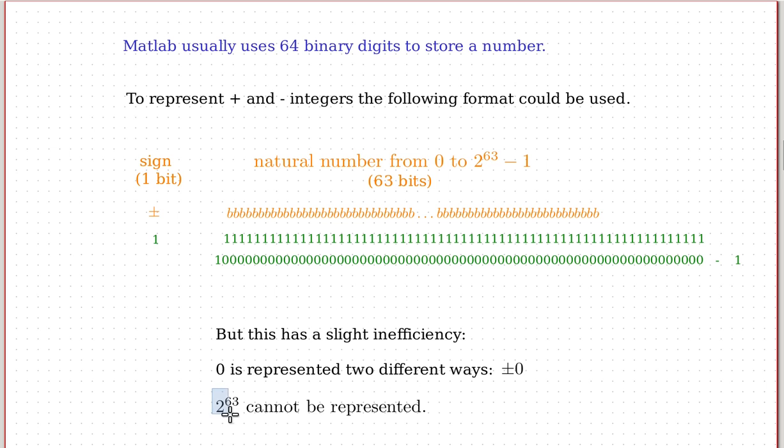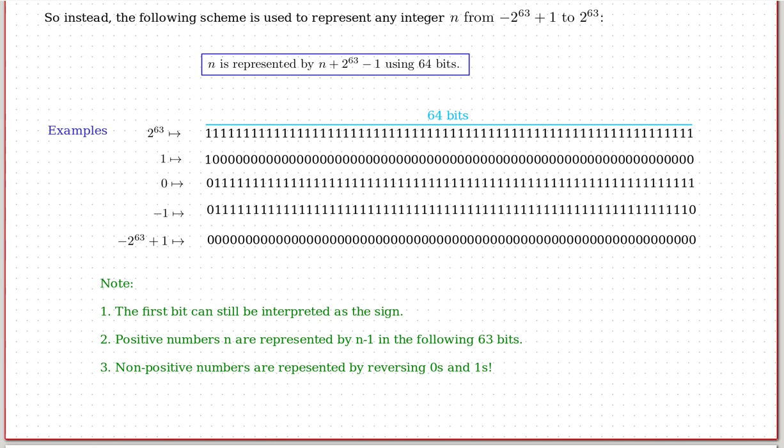Also, you cannot actually represent the number 2 to the 63rd. The highest you can go up to is 2 to the 63rd minus 1. So, what's actually usually used is a slightly different scheme that allows you to both express 2 to the 63rd, and it doesn't have this inefficiency of representing a 0 in two different ways. The penalty for doing this is that the scheme is a little more complicated. Well, a little less transparent, let me put it that way.